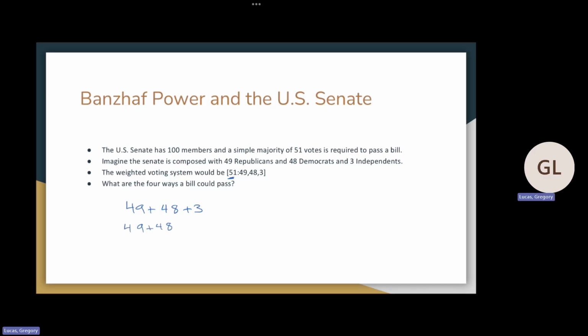If just the Republicans and Democrats agree, it would pass. Or if the Republicans agree and the independents agree, it would pass. Or if the Democrats and independents agree, it would pass. Okay.